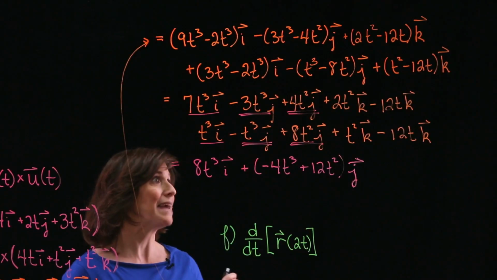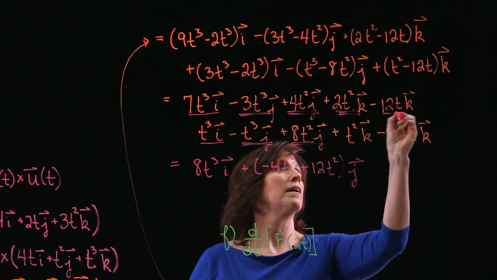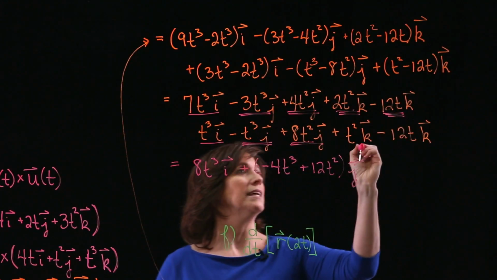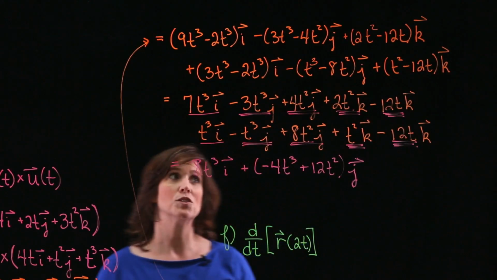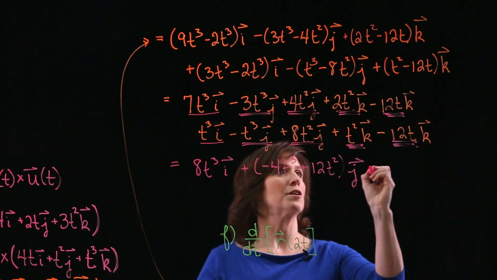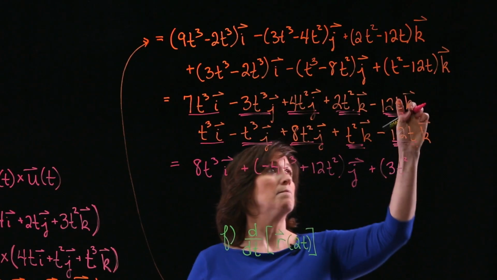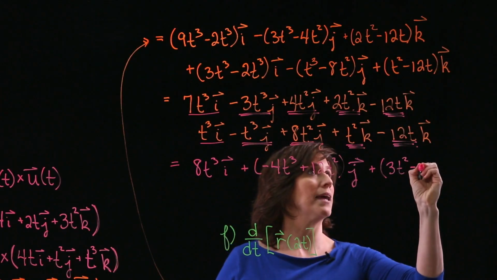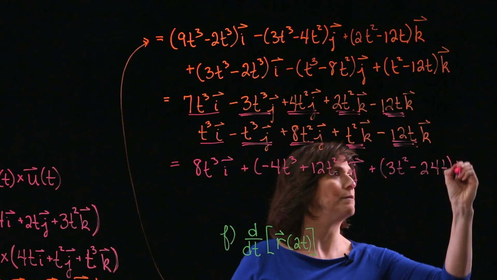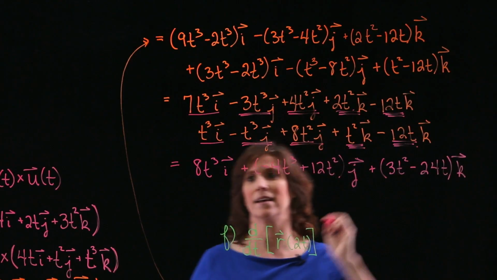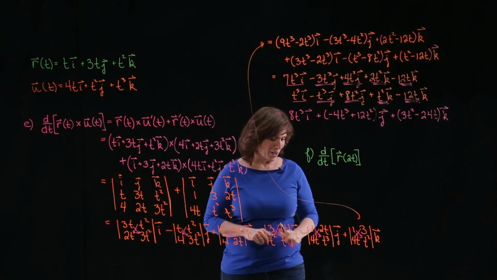Now I need to combine my k pieces. So here's 2t squared minus 12t. There's a t squared and another minus 12t. So the t squared terms add together, and I get 3t squared. The minus 12t and the minus 12t is a minus 24t. And that's all times your vector k. And that's the derivative of my cross product.